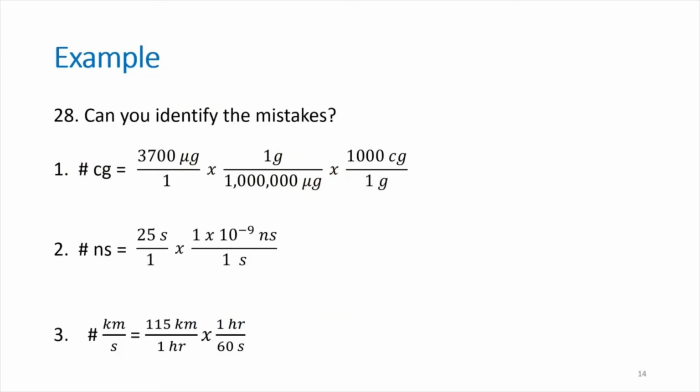And number 28, can you find the mistakes? I want you to look at numbers 1, 2, and 3 here under number 28 and see, where do you think the mistakes are? Go ahead and pause the video and see what you think.